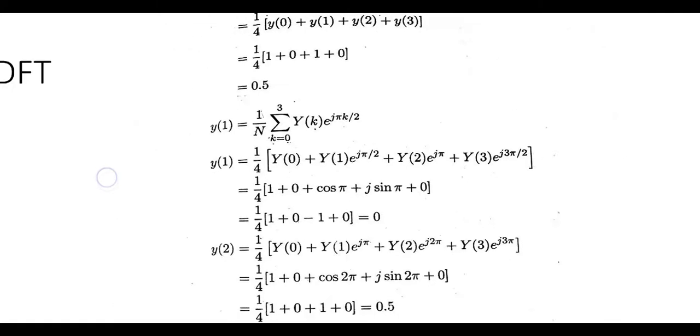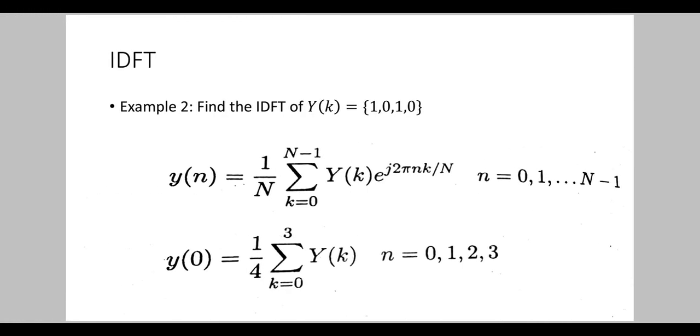Now put the value of n is equal to 1. Small n is equal to 1. We will get y of 1. y of 1 is equal to 1 by n sigma k is equal to 0 to 3 y of k e raised to j pi k by 2, from e raised to j 2 pi n k by n.